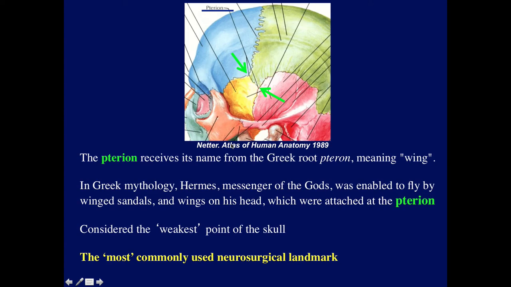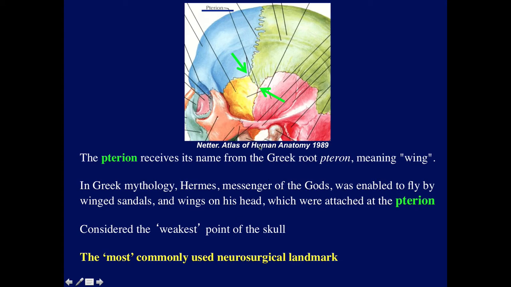Why is it called pterion? The name came from a Greek origin, pteron, which means wing. In Greek mythology, Hermes, messenger of the gods, was enabled to fly by winged sandals which were attached in this area, and also he had them on his sandals. There are many statues all over the world that show a statue of Hermes with his wings. I could not download one from the internet to show you because there's all kind of issues to download. You have all these advertisement stuff. But anyway, I'm sure you could find it easily.